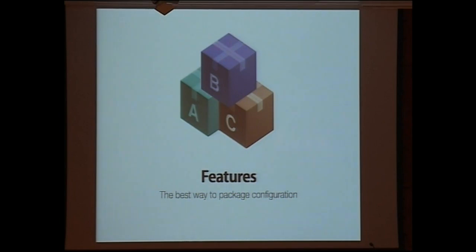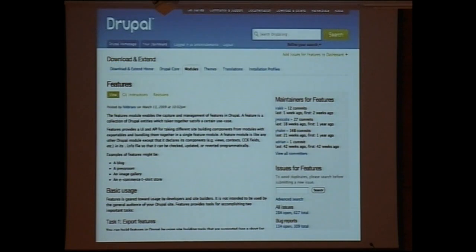Well, the Features module is, we say, the best way to package configuration so far. As we saw in the previous presentation, Drupal 8 will have an alternative to this, or complementary, let's say. But for now, from Drupal 7, the Features module is the way to go. Well, it's a Drupal project, it's a module, so you can find it at project/features.